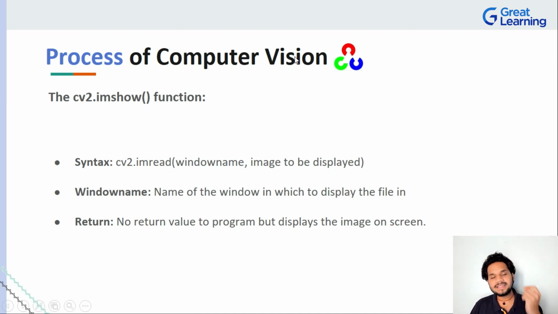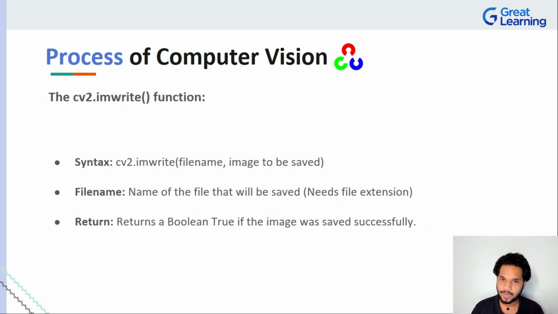So what is the return value that you get when you're using image show? Well, there's no value or there's no Boolean operation that you get, but eventually what you see on your screen is nothing but the actual image itself. So it returns an actual image, but no return value is required for that function. Once we're done with that, the next function we need to take a look at is the imwrite function, right?